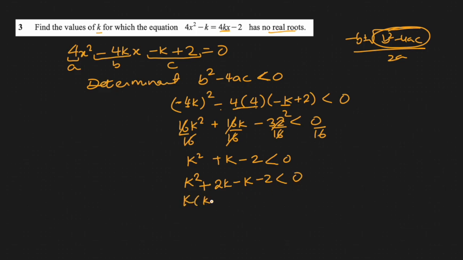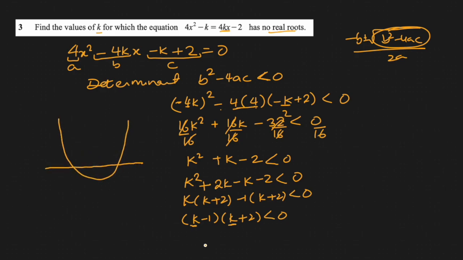K is taken common here. K plus 2, minus 1 taken common. K plus 2. So the two factors come out to be k minus 1, k plus 2, less than 0. Now, there are some ways of doing this, but I am doing the easier one. Since k is positive and k is positive, both of them are positive. So if I draw a graph, the graph will be opening up for this quadratic expression on the left side, if I take this as a function.